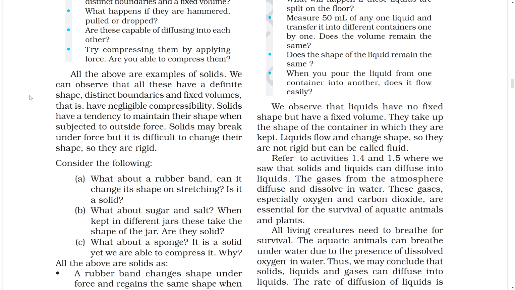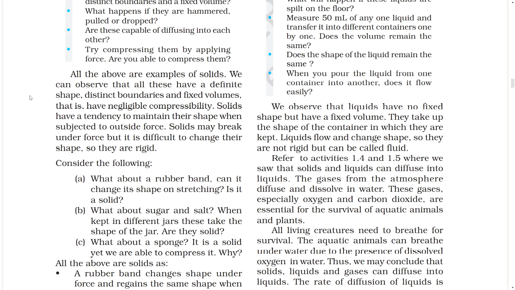Consider the following. A. What about a rubber band? Can it change its shape on stretching? Is it a solid? B. What about sugar and salt? When kept in different jars, they take the shape of the jar. Are they solid? C. What about a sponge? It is a solid, yet we are able to compress it. Why?